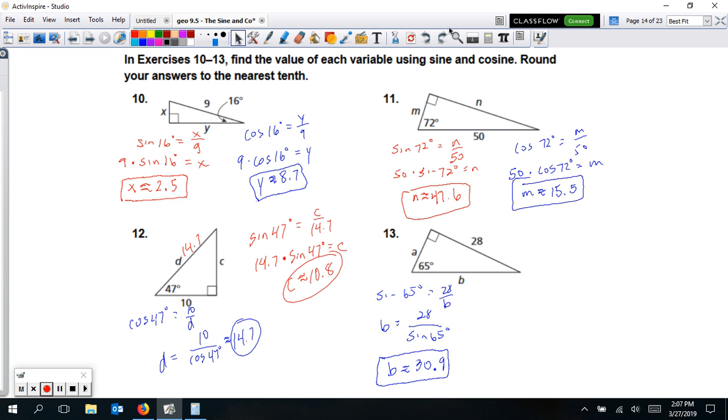Now that we know that b is 30.9, we can go into our next one. So cosine of 65 degrees. Cosine is going to be adjacent over the hypotenuse. That's going to be a over our 30.9. And so now we can multiply both sides by the 30.9. On our calculator, hitting cosine of 65 degrees times 30.9 should give us approximately 13.1. So 13.1 should be our answer for that one.